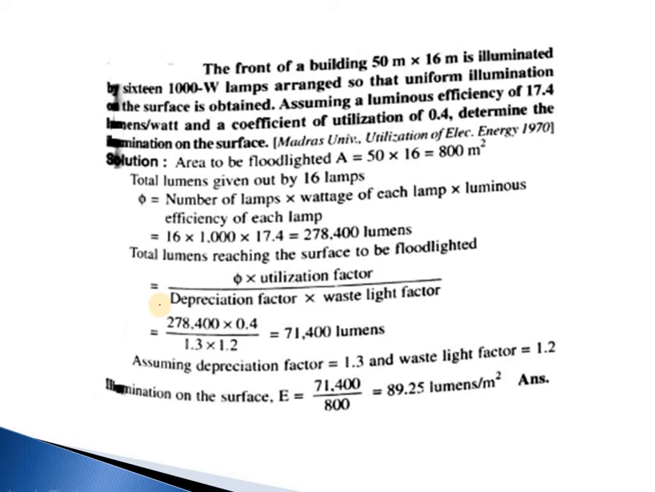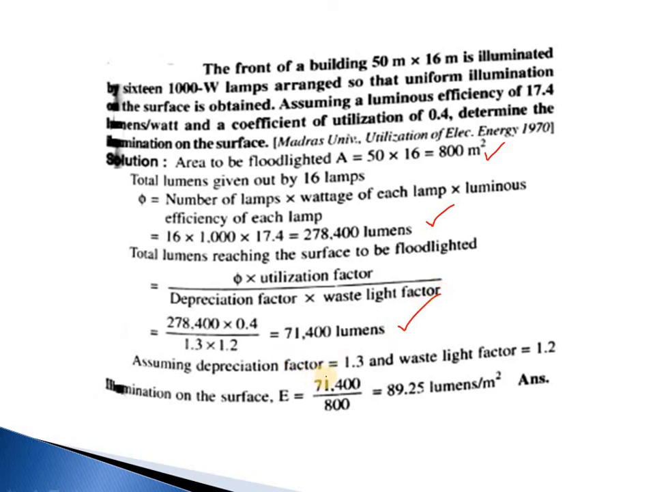So the area to be floodlighted is 50 into 16, that is 800 meter square. The total lumens given out by 16 lamps is the number of lamps into the wattage of each lamp into the luminous efficiency of each lamp. We have calculated this one: 278,400 lumens. Now the total lumens reaching the surface to be floodlighted is total lumens into utilization factor divided by depreciation factor into waste light factor, and we are getting 71,400 lumens.